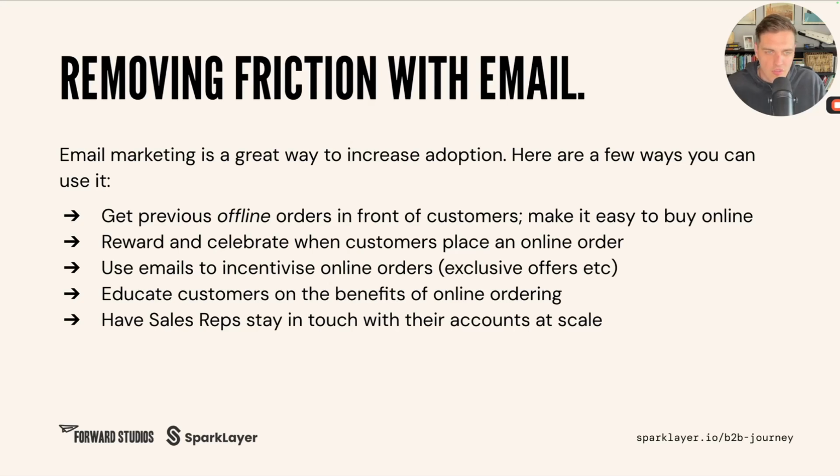Here are 5 ways we see through our adoption anchor framework. One is get previous offline orders in front of customers. Make it really easy for them to buy online. So in the retention session, I talked a lot about replenishment flows. This is what that is. It's saying, hey, a year ago, you ordered this. Here it is again, right? Just click here and you can go ahead and check out. You're getting that offline order in front of the customer.